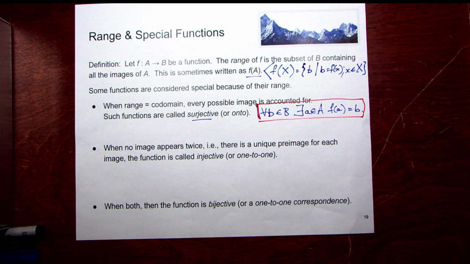It's possible that you don't get an arrow going to every item, so it's not necessarily surjective. But if an item is pointed to, if there's an image, there's only one way to get there. That is known as injective or one-to-one. How would we state that using quantifiers?